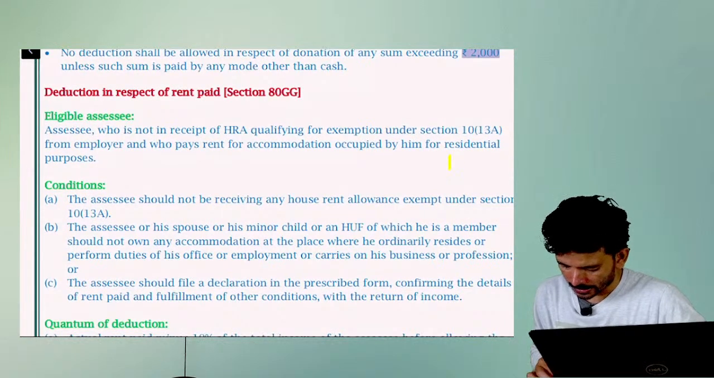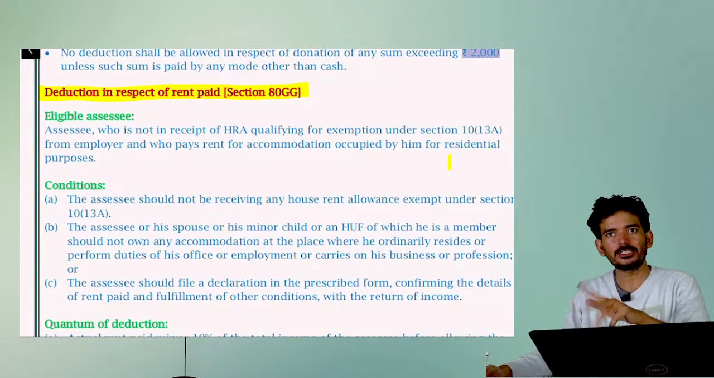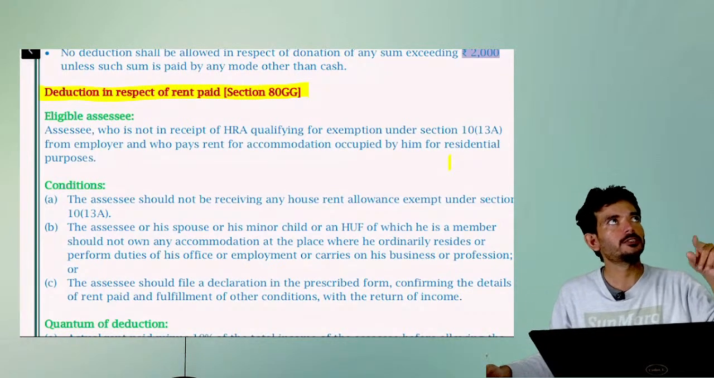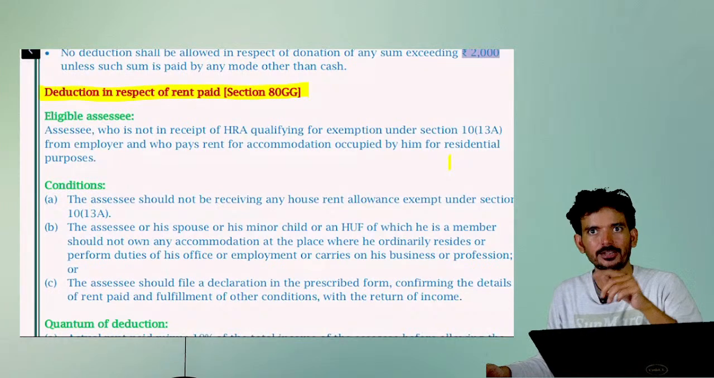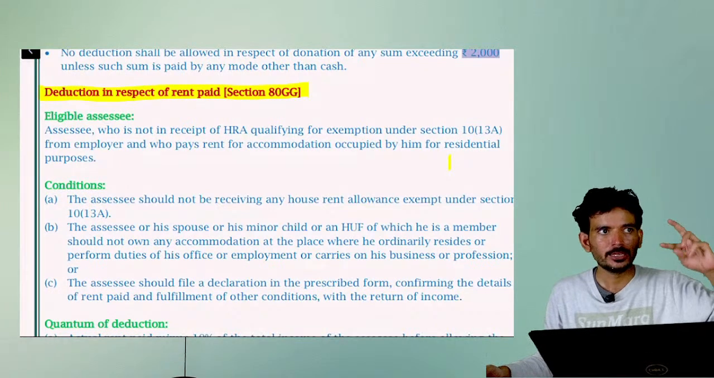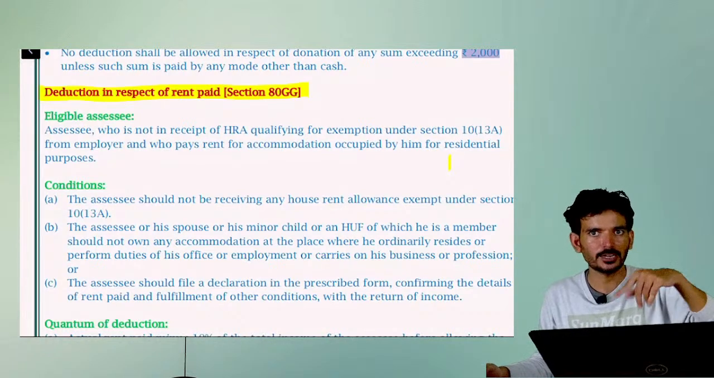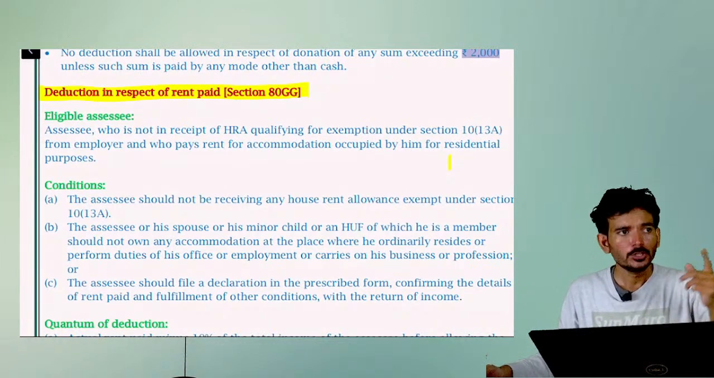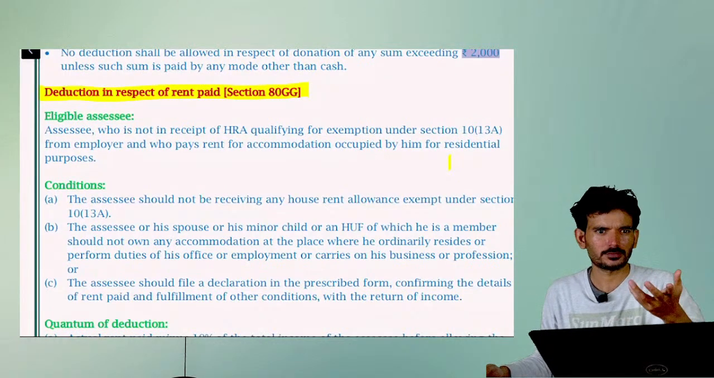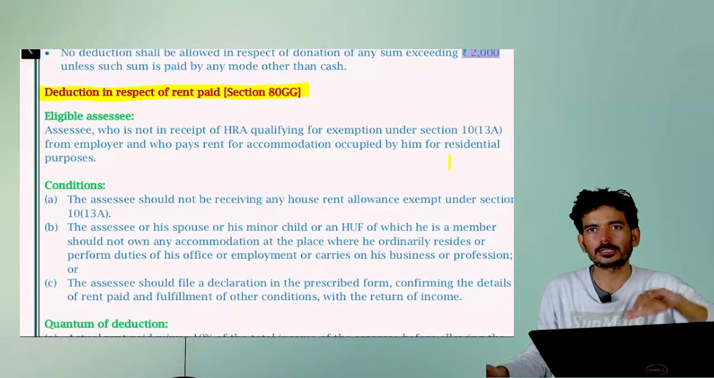Coming to the next one, deductions in respect of rent paid, 80GG. So what is this 80GG? You might have seen in section 10(13A), people claim HRA, right? If you are working for a company, there is the employer-employee relationship, and when the employer pays you HRA, that will be taxable for you as a monetary benefit. It's not a perquisite, it's not non-monetary, right? So it is taxable for you.